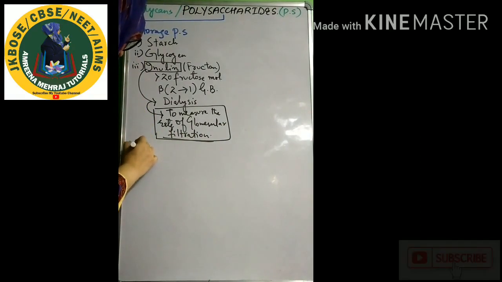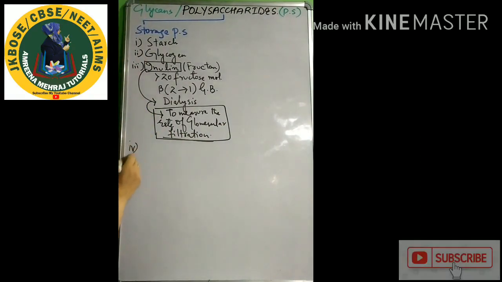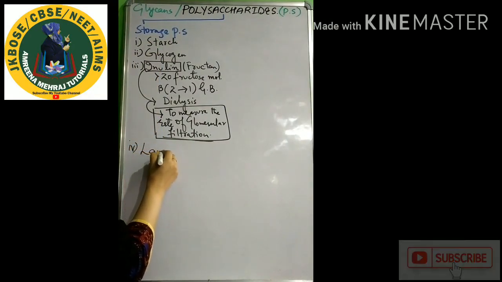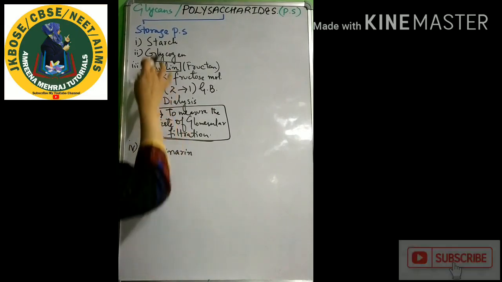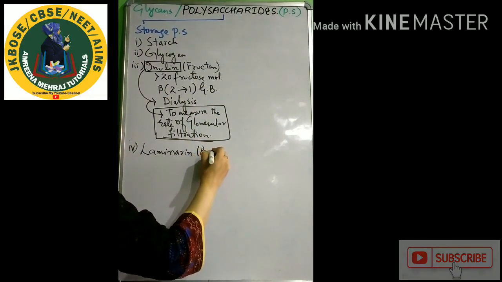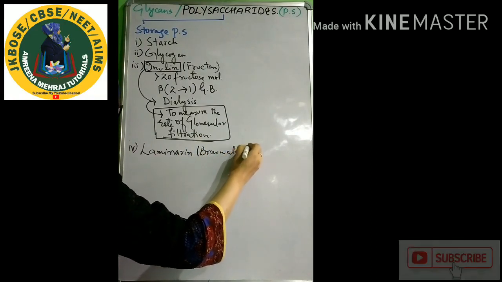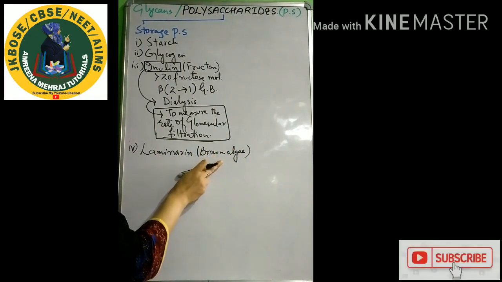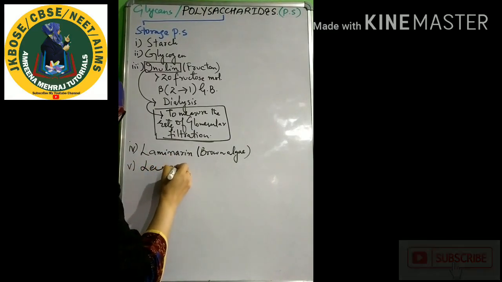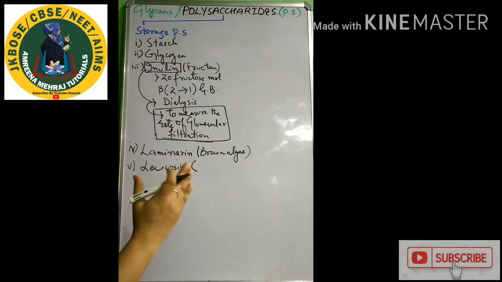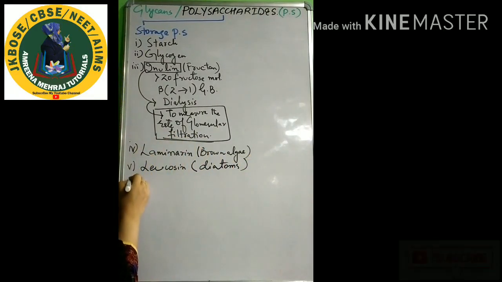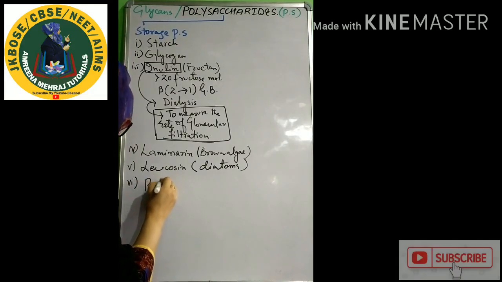The fourth thing I want you to remember is very, very important as far as exams are concerned. The fourth item I will be giving you is laminarin. Laminarin is again a storage polysaccharide which you will find exclusively in brown algae. So brown algae have carbohydrate stored in the form of laminarin. Number 5 I will be giving you is leucosin. Leucosin is the storage form of a polysaccharide which is exclusively present in diatoms. Okay.